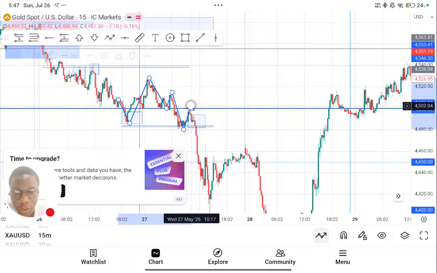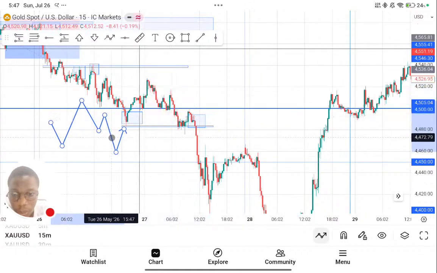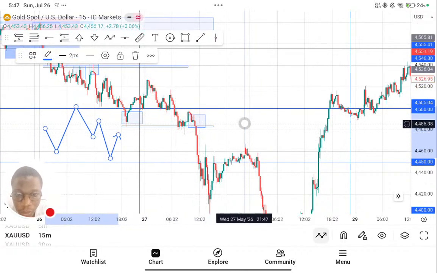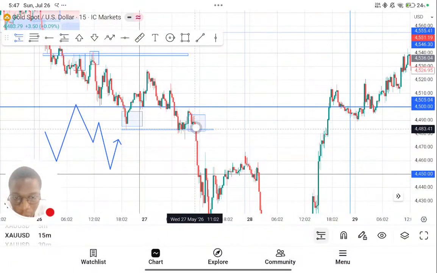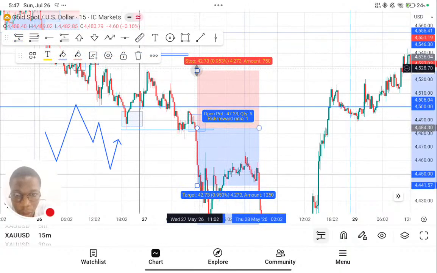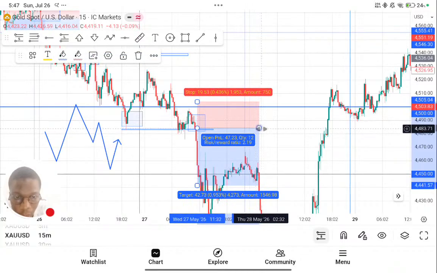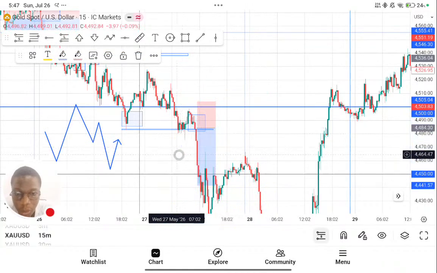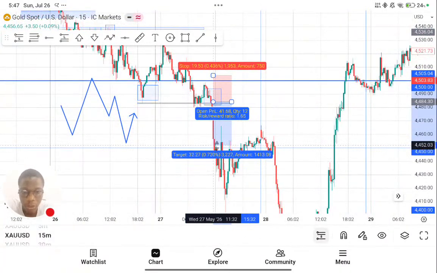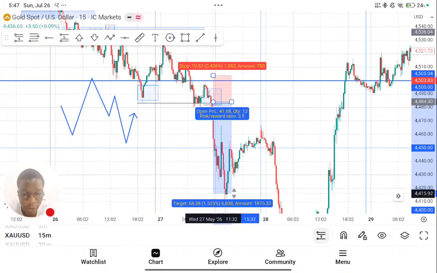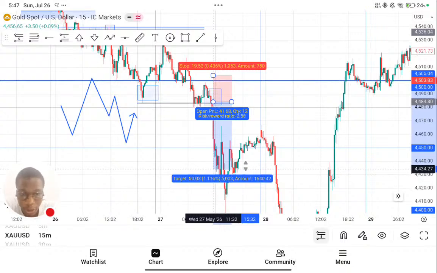So people that were anticipating from here, you would have just sold here. Your stop loss above the previous high, target your 1 to 2 risk to reward. You can target more, 1 to 5, 1 to this, but the standard I use is what I'm telling you. 1 to 2 is enough for me.